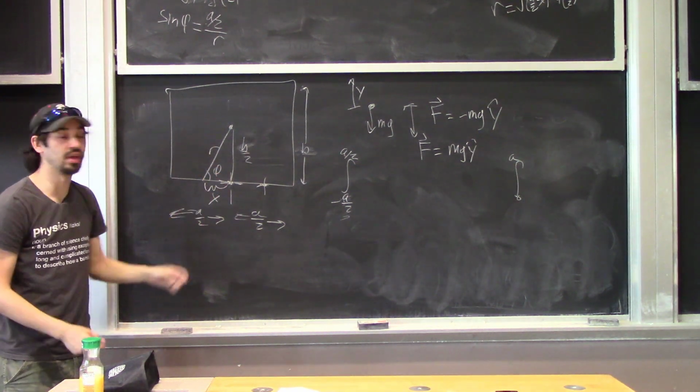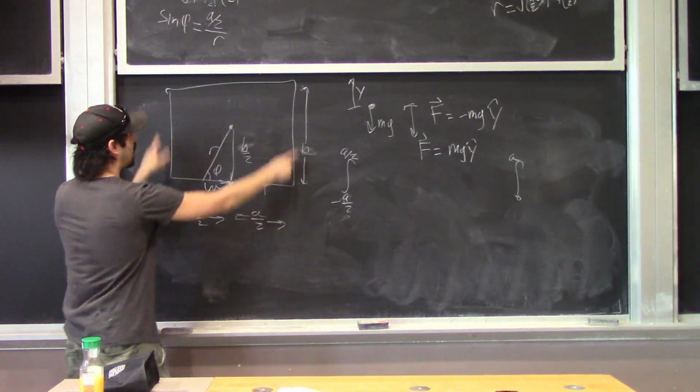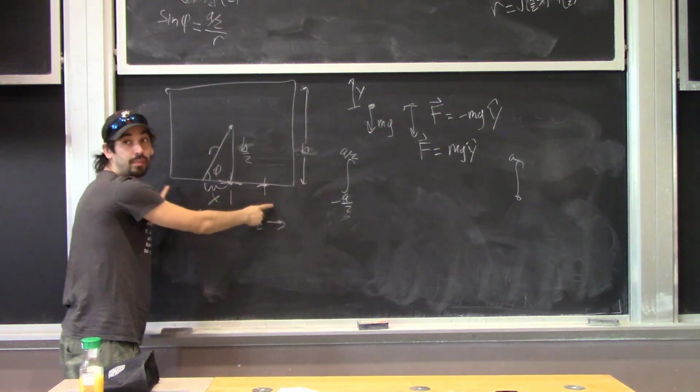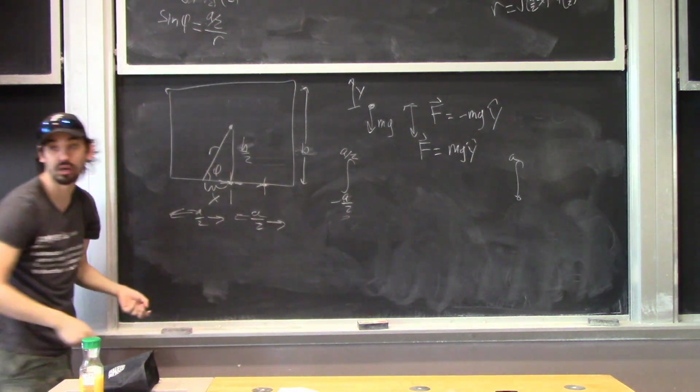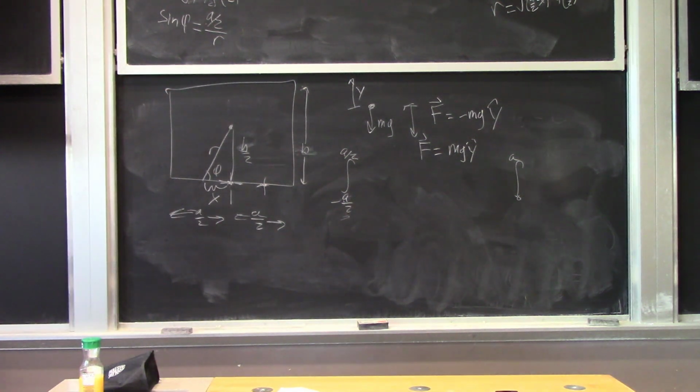Right. If it's a rectangle, then what you have to do is you say, okay, well, this side and this side give me the same contribution. I can multiply that by 2. And this side gives me the same contribution. I can multiply that by 2. In that situation, you have to do it twice.